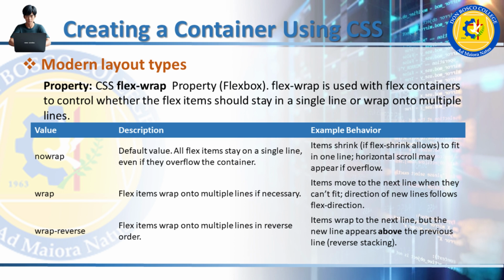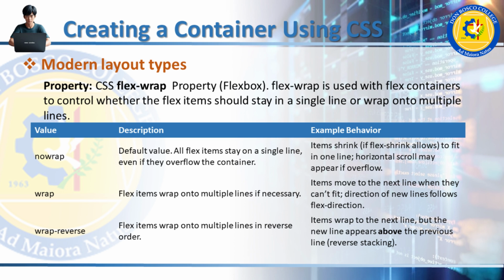FlexWrap is used with Flex containers to control whether the Flex items should stay in a single line or wrap onto multiple lines. The values that can be used with FlexWrap are as follows: nowrap, the default value. All Flex items stay on a single line, even if they overflow the container. Items shrink, if Flex shrink allows, to fit in one line, and a horizontal scroll may appear if there is overflow.